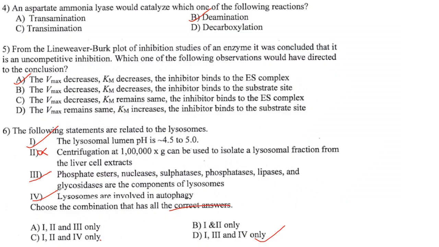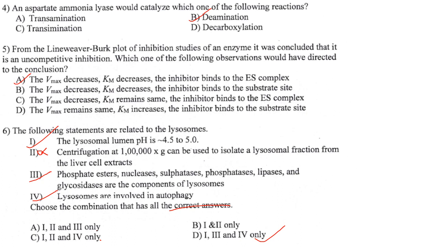Coming to the first question. Aspartate ammonia lyase would catalyze which one of the following reactions? Aspartate ammonia lyase catalyzes the reversible deamination of L-aspartate yielding fumarate and ammonia. So the answer here is deamination. Answer is option B.